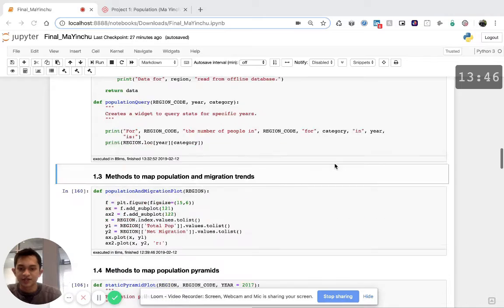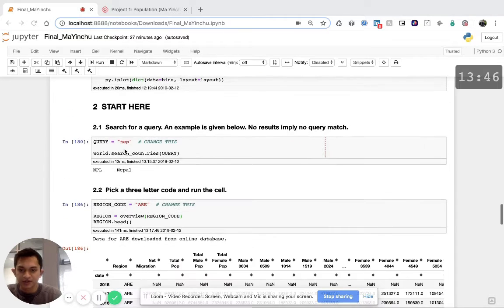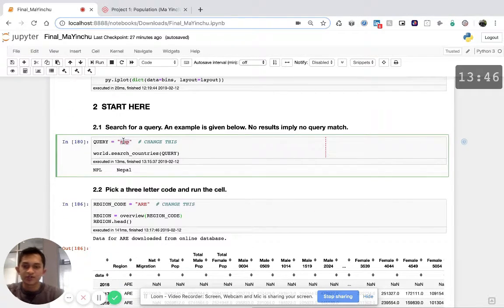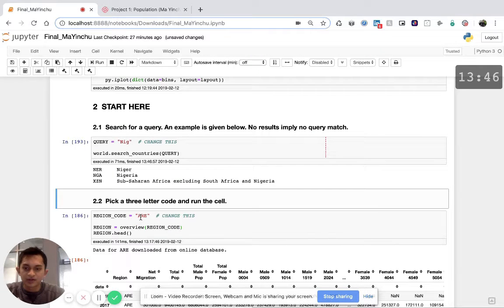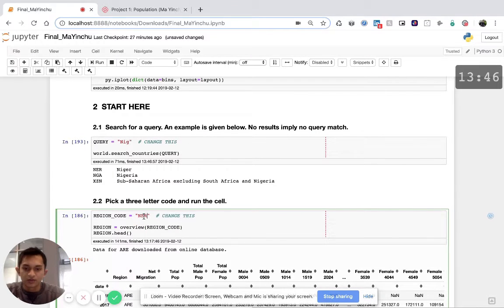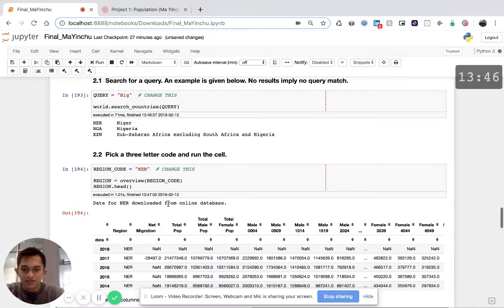But let's get to the meat of where it starts. The first country we wanted to look at was Niger, and let's say you don't know what the code is. It could be Nigeria, it could be Niger. It's an easy, simple code. You'll get NER. It's going to run.